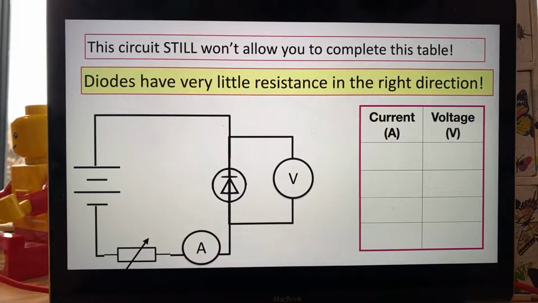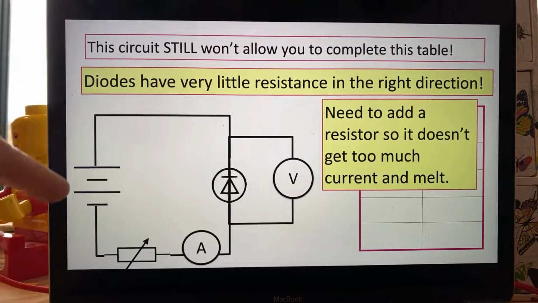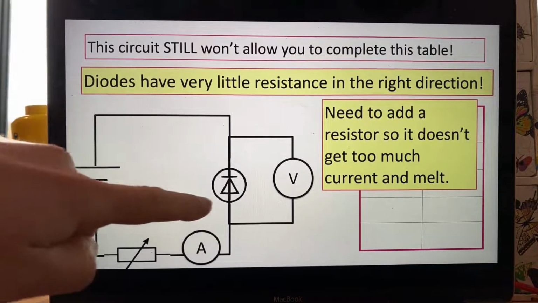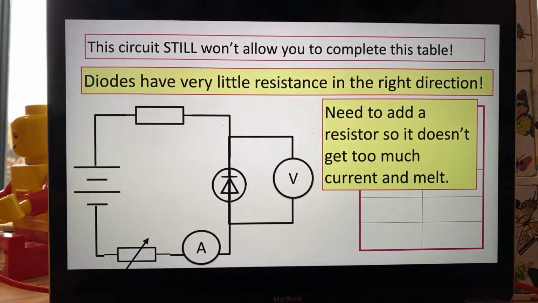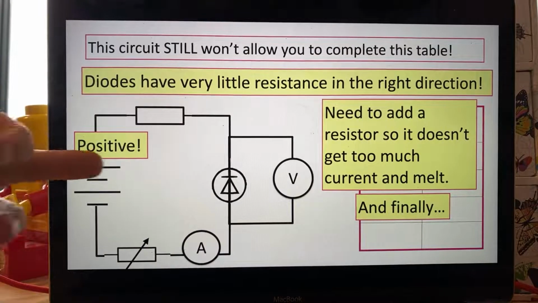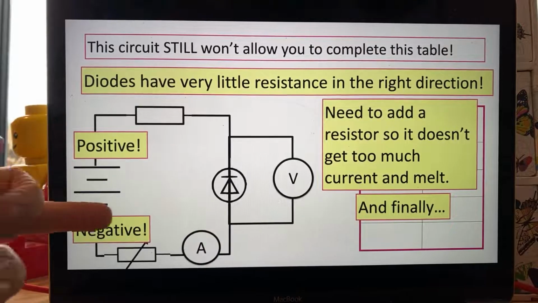Yeah, it's still not working because, as many of you will have pointed out by now, diodes have very little resistance in the right direction. So we need to add a resistor so it doesn't get too much current and melt. So let's add a resistor to the circuit, but it's still not working. Why not? It's because, look, this is the positive side of the battery, and this is the negative side of the battery.